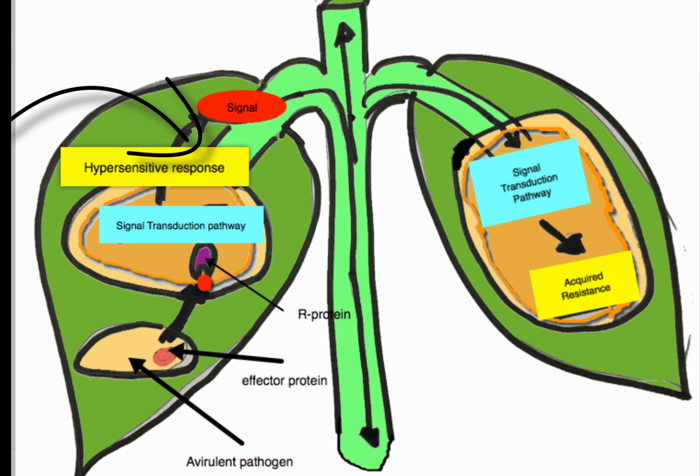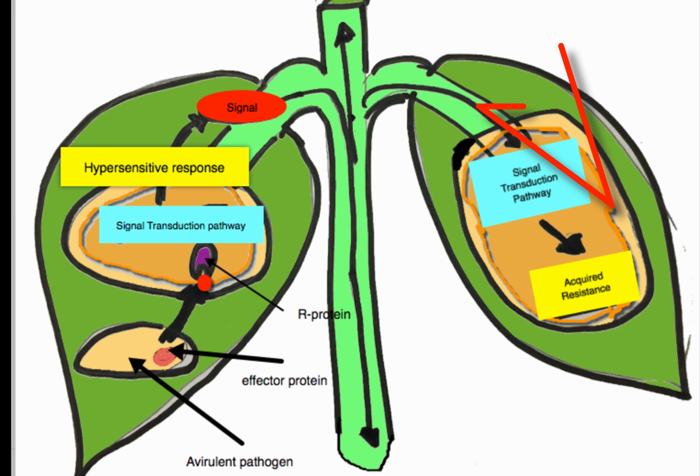Before the cells die, they release a signaling molecule called methylsalicylic acid. This signaling molecule is distributed to the rest of the plant. Methylsalicylic acid is converted to salicylic acid, which initiates a second signal transduction pathway. The end result is systemic acquired resistance, where proteins are made that help protect the plant from further attack for a few days.